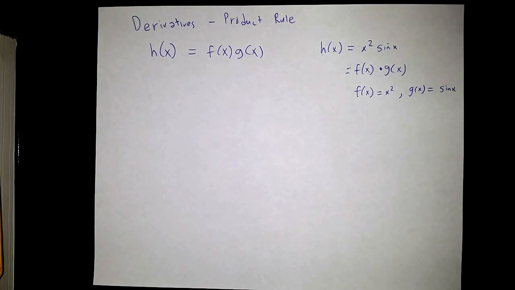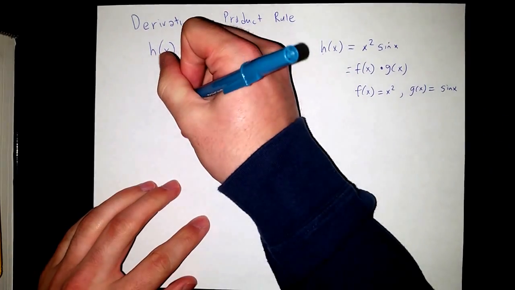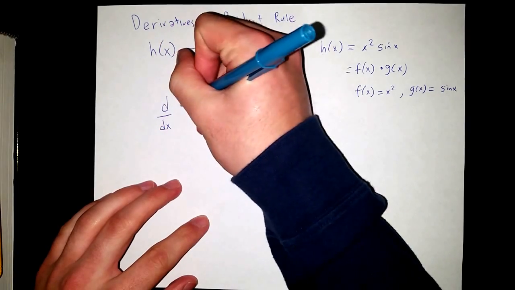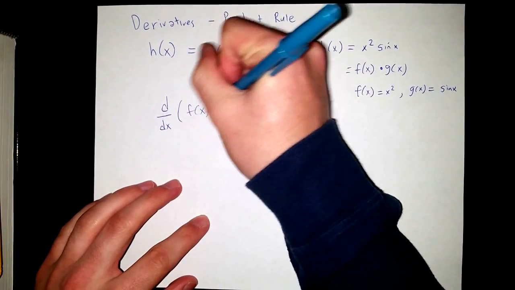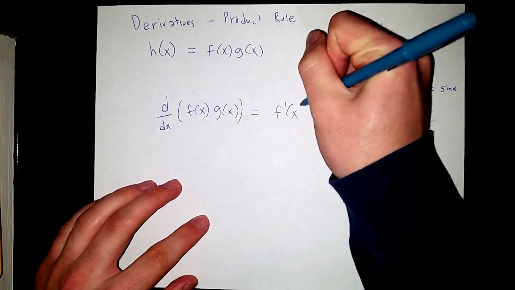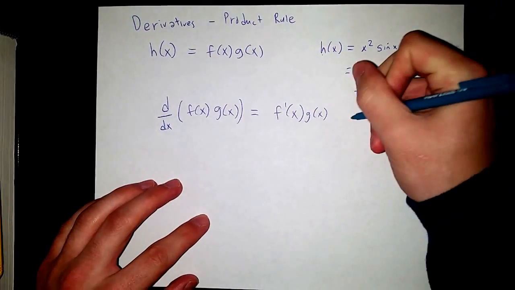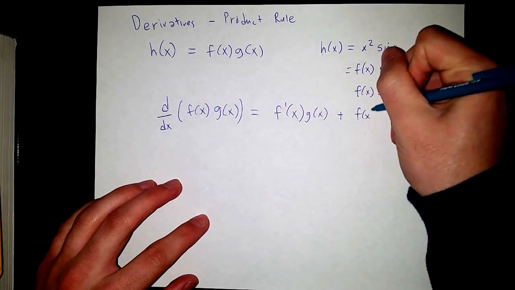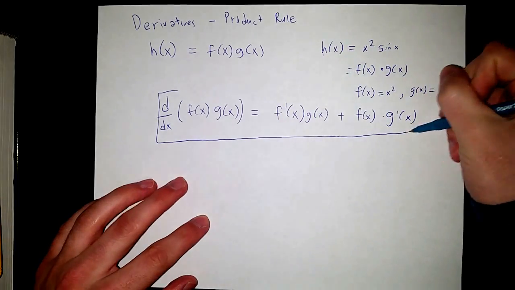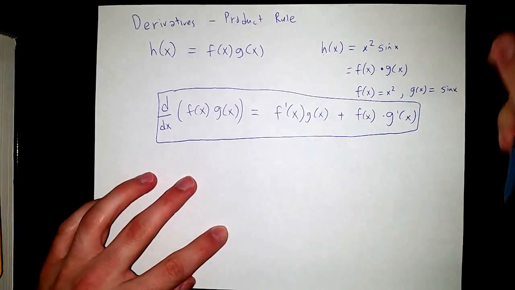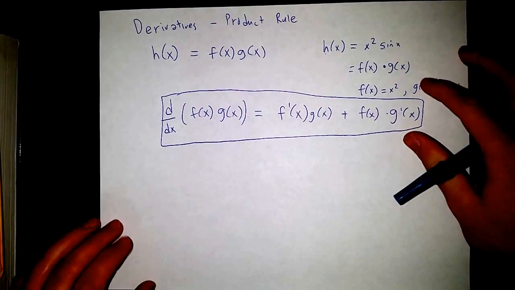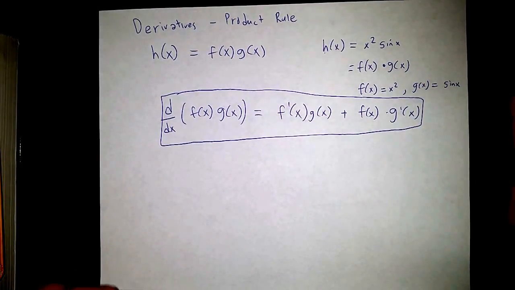The definition of the product rule is that the derivative of the product of two functions is equal to the derivative of the first one times the second one plus the first one times the derivative of the second one. Let's not forget this equation, because that's the one we're going to be using to do all of our calculations.